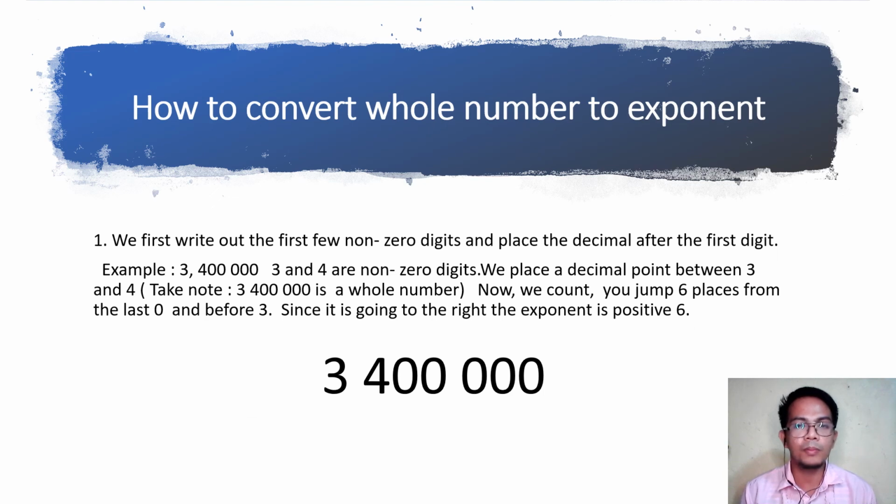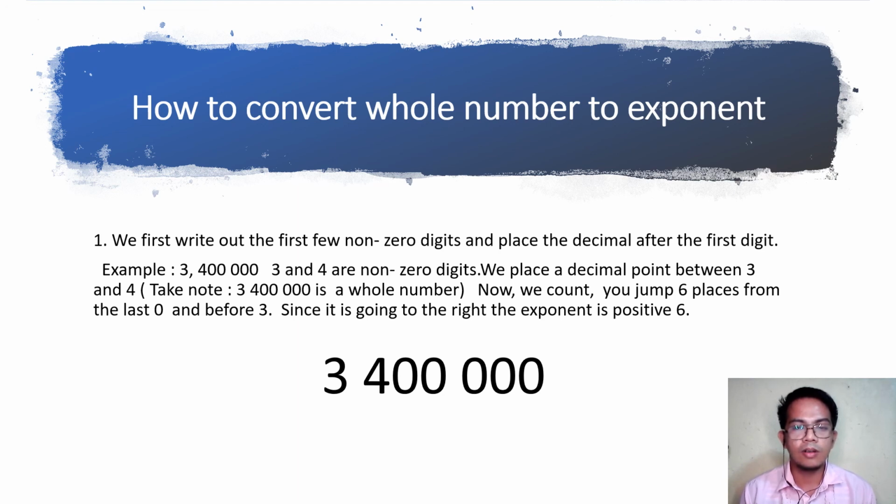Then how to convert a whole number to exponent? We first write out the first few non-zero digits and place the decimal after the first digit. For example, we have 3,400,000. 3 and 4 are non-zero digits. We place a decimal point between 3 and 4. So here is the decimal point.